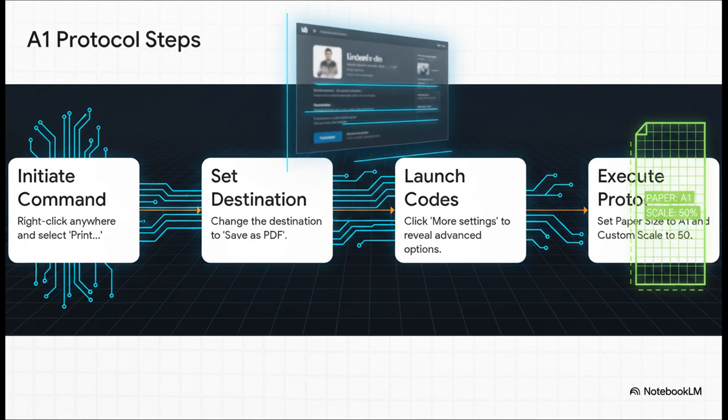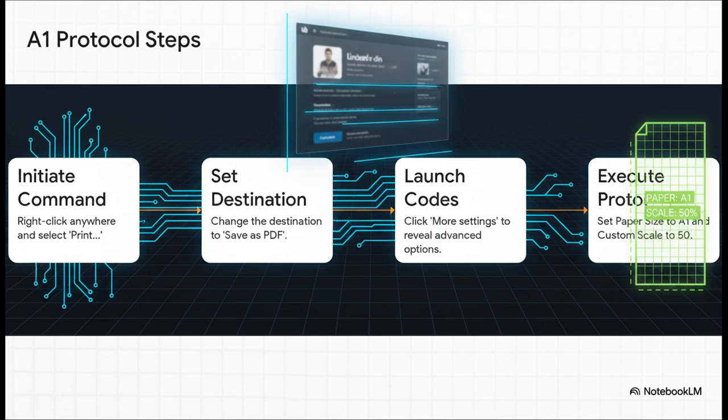First, you initiate the print command. Then you set your destination to save as PDF. Now here's the crucial part, the launch codes. You're going to go into more settings, and you're going to make 2 critical changes. First, change the paper size to A1. This creates this massive vertical canvas, which gets rid of all those ugly page breaks.